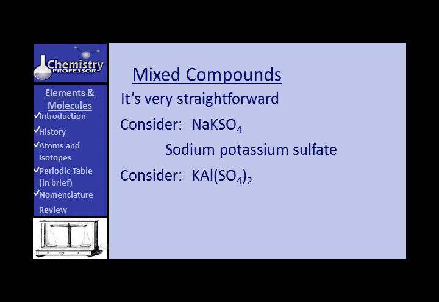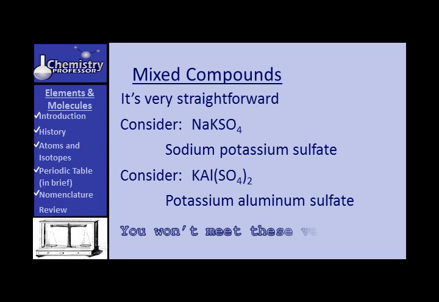You do have to keep track of charges, however. Look at this one. Potassium, aluminum, sulfate. Potassium is +1, aluminum is +3, therefore you have to have two sulfates. Potassium, aluminum, sulfate. There are some other compounds that look like mixed compounds, but they really aren't. They go in another classification, and we'll deal with those when we get there.